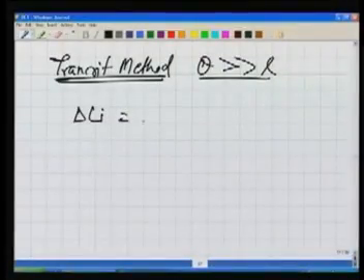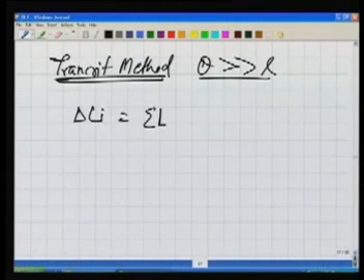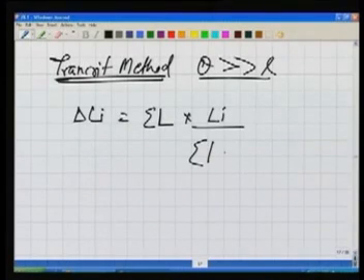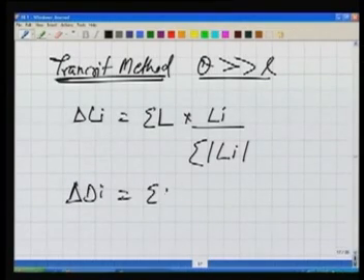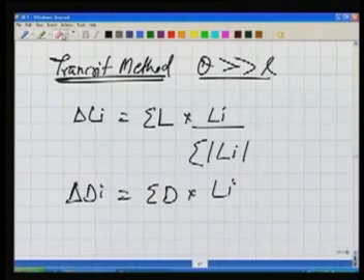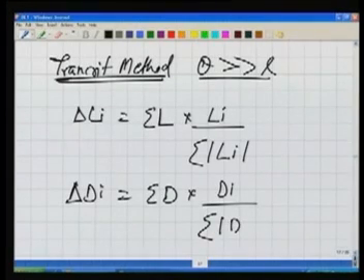In this case again, the correction to the latitude of a line is given as the total error in the latitude, which is sigma L, multiplied by the latitude of that line divided by the sum of the modulus of Li. Now what is the meaning of this? We will discuss it in a moment. Similarly, we can write it as the total error in departure multiplied by the departure of that line, divided by the sum of the modulus of departures.